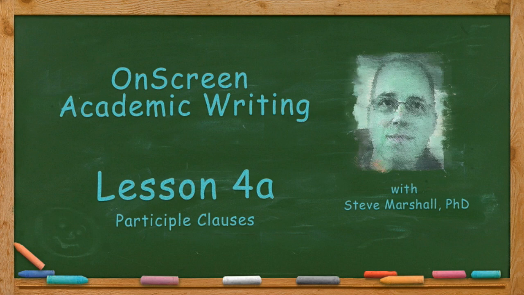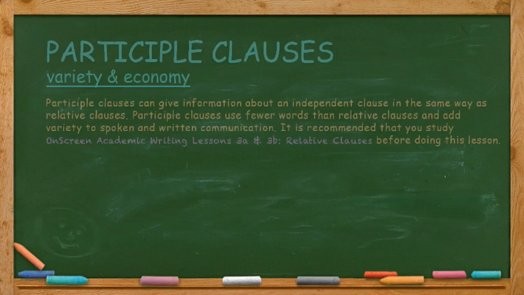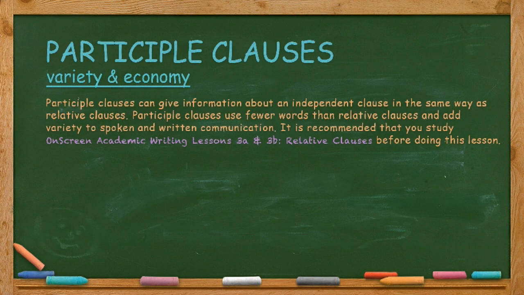Lesson 4a is the first of a two-part lesson on participle clauses. Participle clauses can give information about an independent clause in the same way as relative clauses. Participle clauses use fewer words than relative clauses and add variety to spoken and written communication. It is recommended that you study On-Screen Academic Writing Lessons 3a and 3b, relative clauses, before doing this lesson.